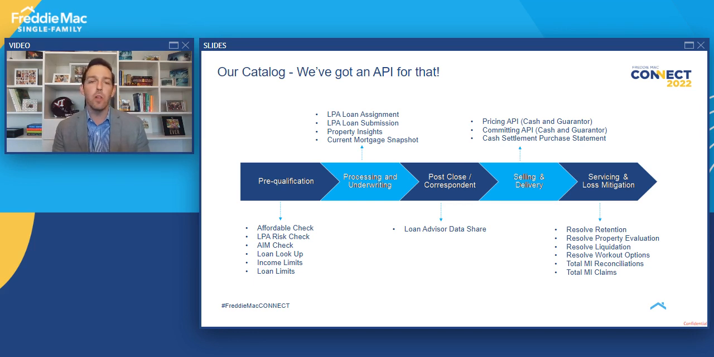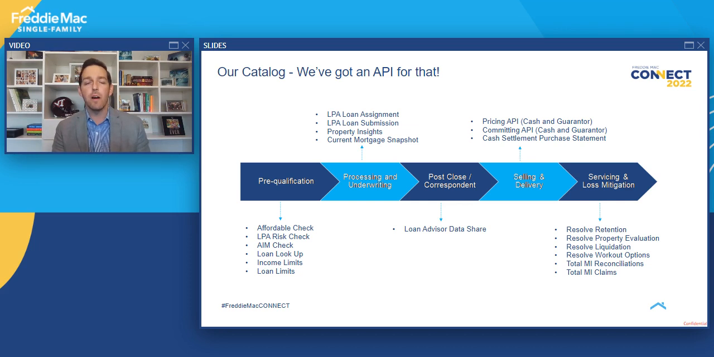So this is really all about helping you identify when an existing mortgage is in Freddie Mac's portfolio. Sometimes we have specific programs or offerings that you're eligible for when it's a Freddie to Freddie refi. So you can use this API to quickly understand and determine if an existing mortgage is owned by Freddie Mac.